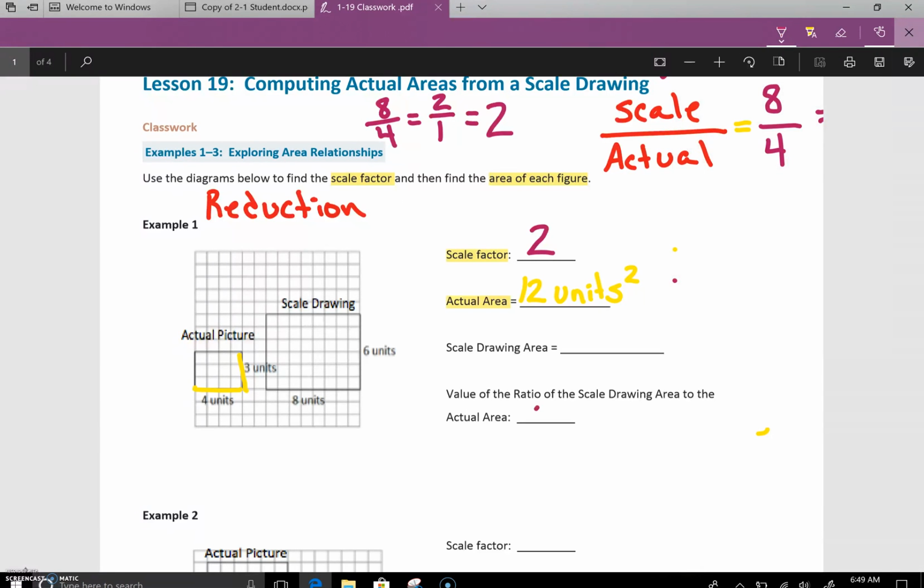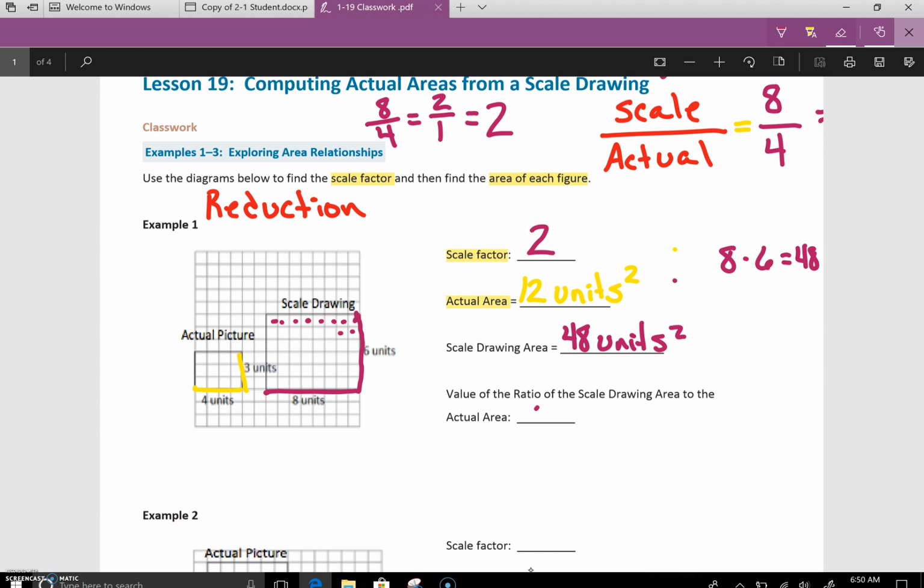We're going to do the same thing for the scale drawing. Find its area. So it has a length of 8 and a width of 6. 8 times 6 is 48. So our scale drawing has an area of 48 square units. And when it's on grid paper, you can actually count 1, 2, 3, 4, 5, 6, 7, 8, 9, 10, all the way up to 48 square units. But multiplication is going to make that much faster for us.